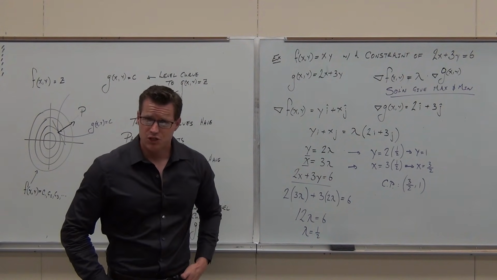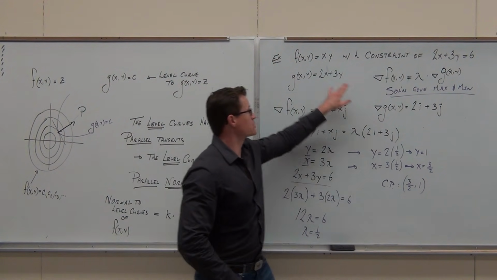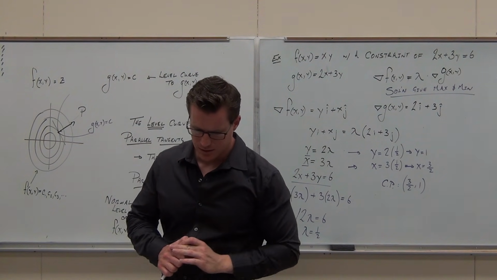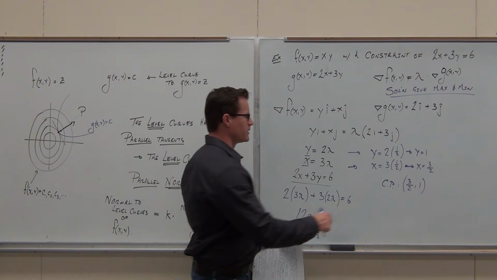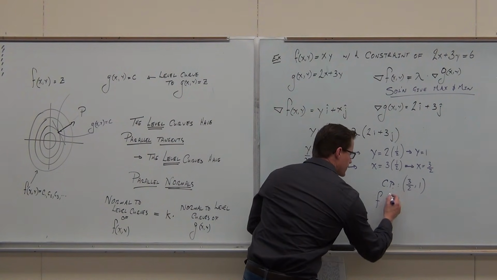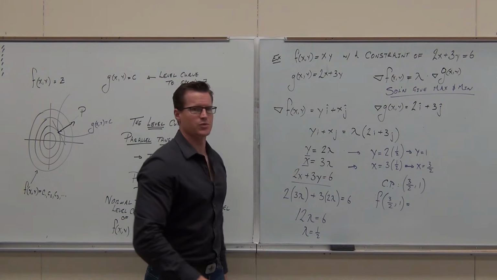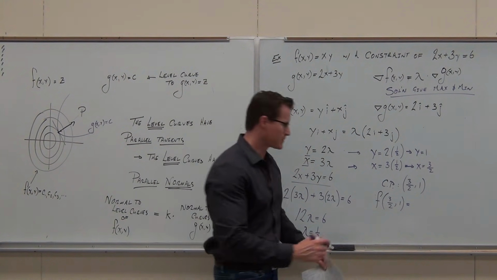To find the actual max or min, you take this value, just like anything else, plug it in. So what is the value when we plug in this? Well, that's a pretty easy one. 3/2 times 1 is 3/2.